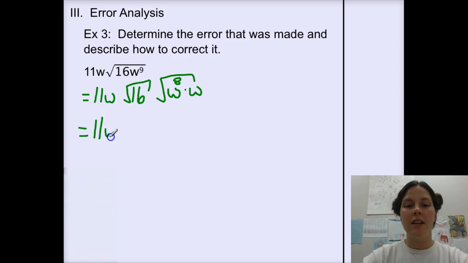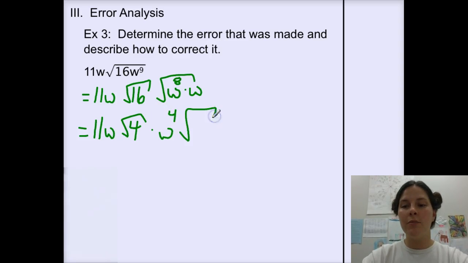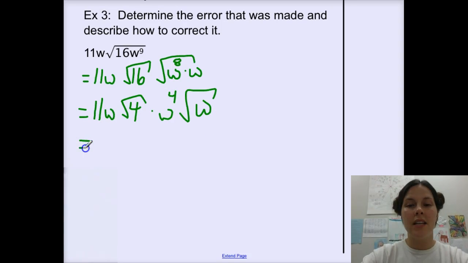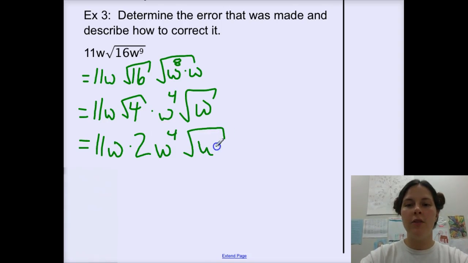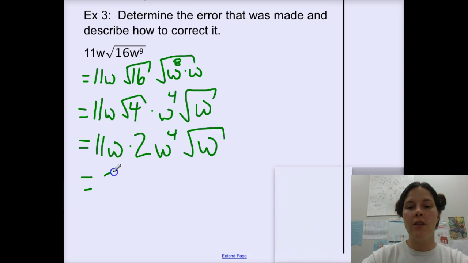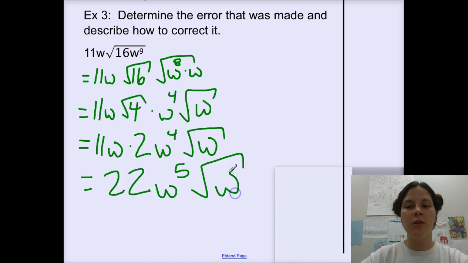So next, I'm going to take the square root of 16, the square root of w to the 8th, I divide the power by 2, and then the last w is left over. Taking the square root of 4, I get 2 times w to the 4th with the square root of w left over. And finally, I'll multiply and get 2 times 11, which is 22. W times w to the 4th is w to the 5th with the square root of w left over.